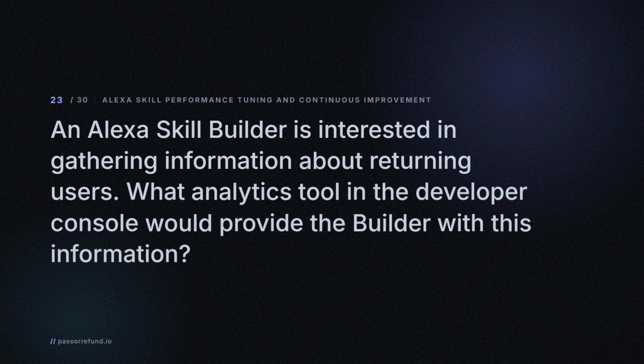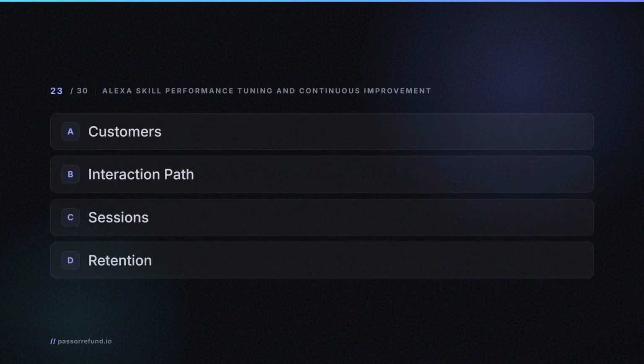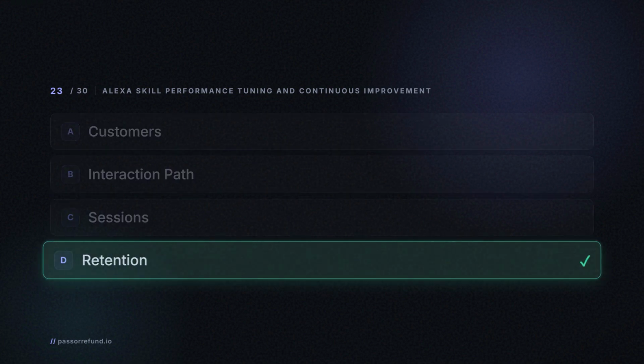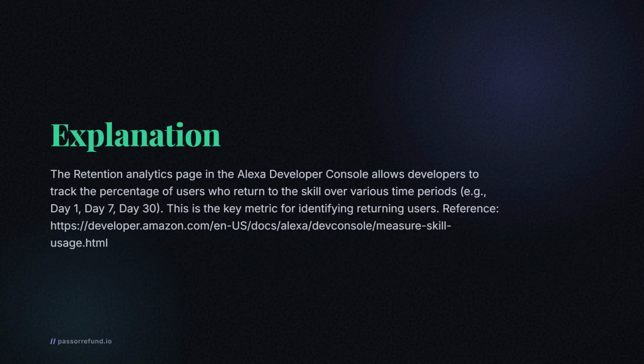Here's the next one. An Alexa skill builder is curious about getting insights on users who come back to their skill. What analytics tool in the developer console would show them that information? Here's the answer. D. The retention analytics page in the Alexa developer console lets developers keep an eye on the percentage of users who come back to the skill across different time periods, like day 1, day 7, day 30.